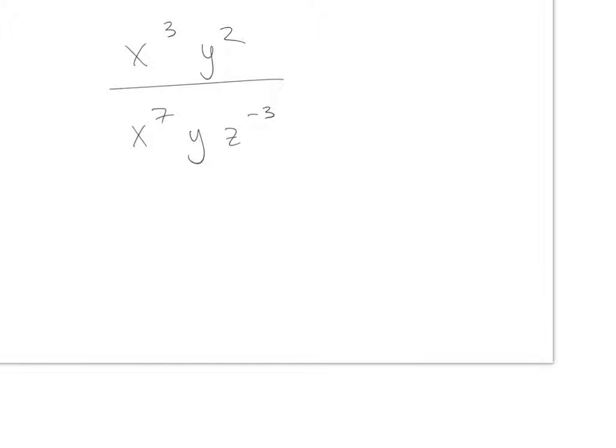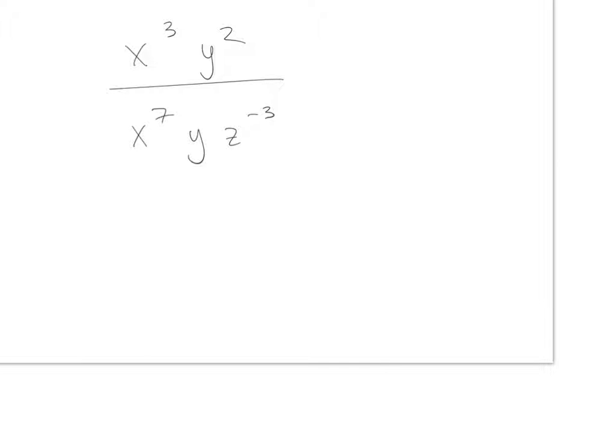What do you notice about this problem here? What do you notice right away? If you were to use your division rule and just subtract the exponents, if you take a look at the x part, what's x to the third over x to the seventh going to give you if you just subtract them? 3 minus 7 is what? X to the negative 4. It'll be x to the negative fourth, wouldn't it? And if that's in the numerator, what are you going to have to do to it? Put it in the denominator. As x to the positive fourth.